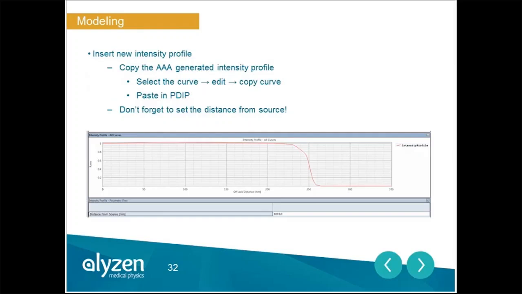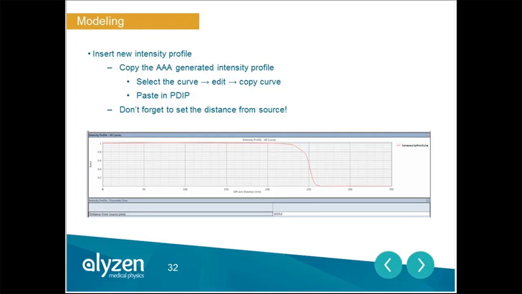The next thing we're going to do is insert the intensity profile. Again, I find the best way to do this is just to copy the AAA generated intensity profile. So you'll right-click on the open field, say Insert New, then go up to the AAA algorithm, select the intensity profile, go to Edit, copy the curve, and then go back to your PDIP and paste it in there.